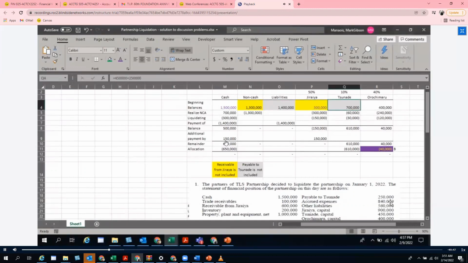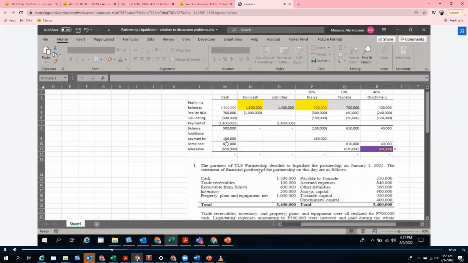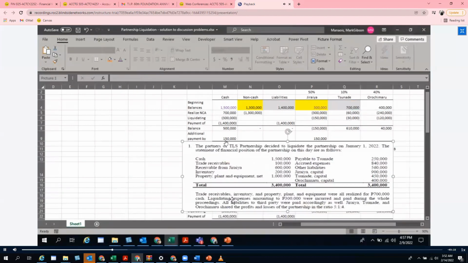Next, kay Tsunade naman. Kay Tsunade, Tsunade Capital, we have 450,000 plus the payable to Tsunade of 250,000. So we are adding it as if we're paying it, no? But remember, class, we are liquidating the partnership assets, no? So that's why we have included this as part of Tsunade's capital. No? Orochimaru, that's 400,000. Next, basahin lang muna natin ha.